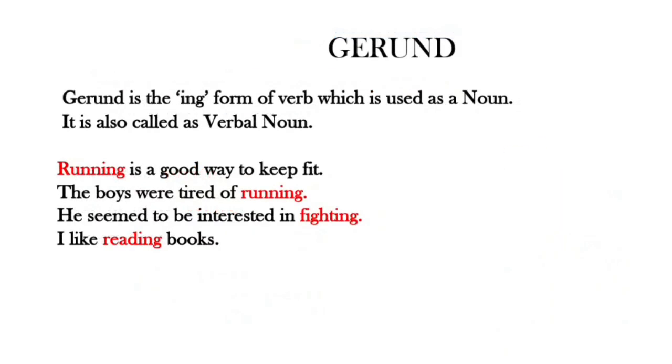Then the second type of non-finite is gerund. Gerund is the ing form of a verb which is used as a noun. It is also called verbal noun. Here, with the ing form, we think that it is the verb, but the ing form of a verb is sometimes used as a noun in a sentence. That type of noun, ing form words, are called gerunds.